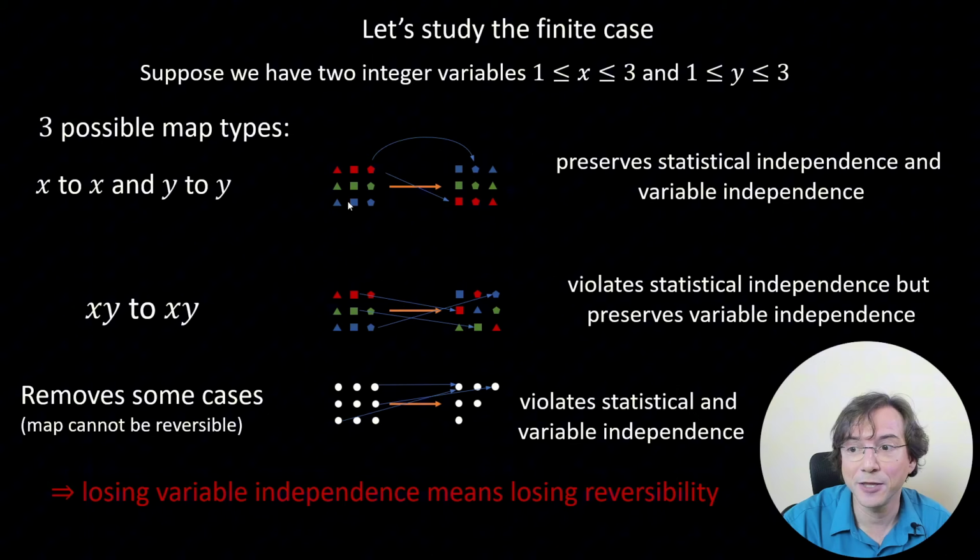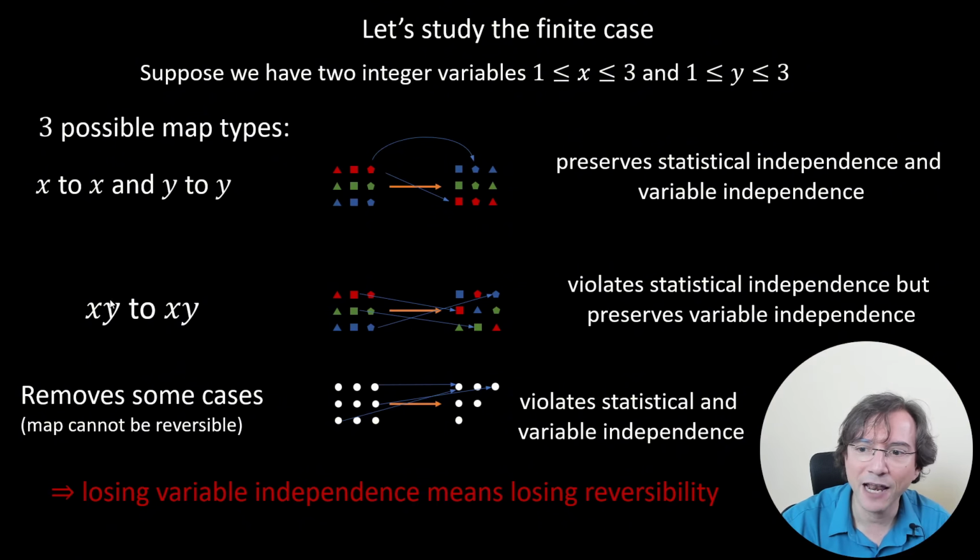Because you can see that we have 3 times 3 cases, the number of cases is good. We have variable independence, but we are also preserving statistical independence, because if we have a distribution over x, that is still mapped to a distribution over x, just with the values switched around, okay? But we could do something a little bit more complicated.